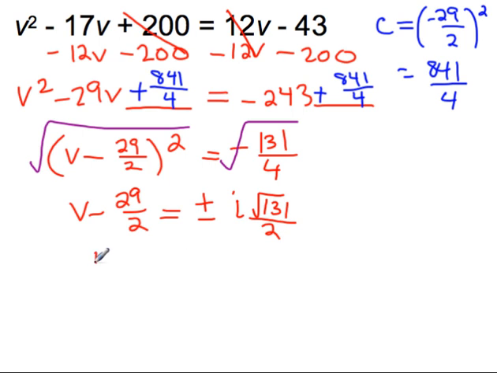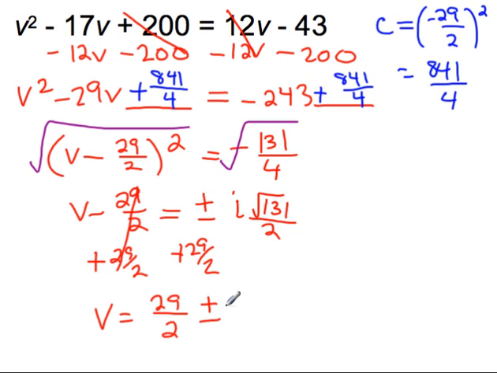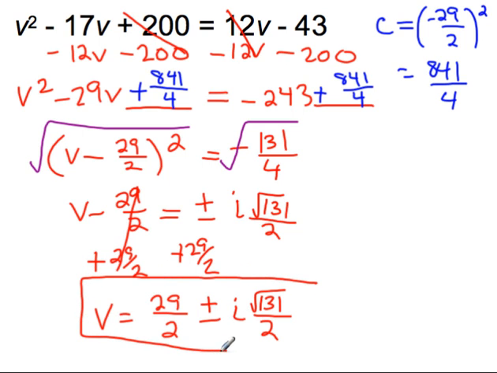Now I add the 29 halves. So v equals, I'm going to write the 29 halves first because that's the real part, plus or minus i square root 131 over 2. And with this, because it is a fraction, you could put the i at the end. Either way would be totally fine. These are our solutions for v.